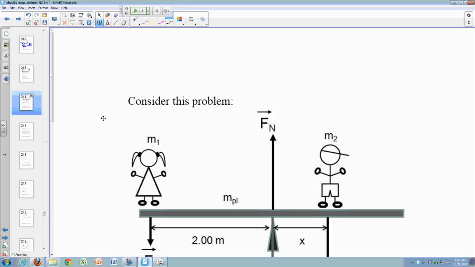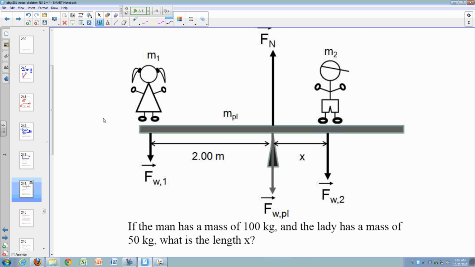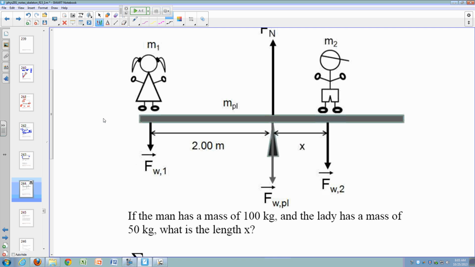All right. Let's look at this problem. This is a simple statics problem. As I said, we'll do some more complicated statics problems where we have to look at the sum of the torques and the sum of the forces later. But in this case, I just have this seesaw and these 2 little kids on it, or a man and a woman, I guess. The man has a mass of 100 kilograms. This is the guy. And the lady has a mass of 50 kilograms. And I just want to know what is the length x here. What is this equal to?